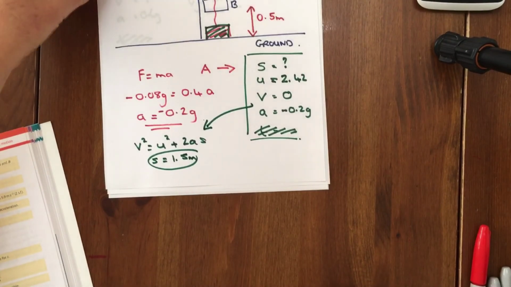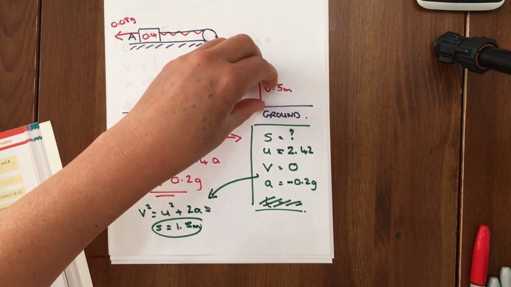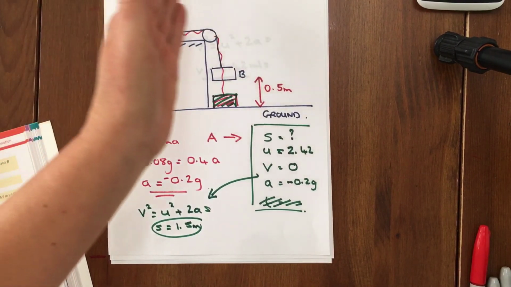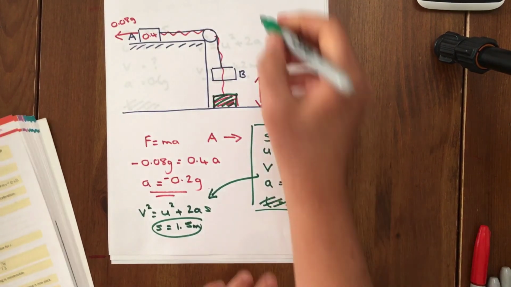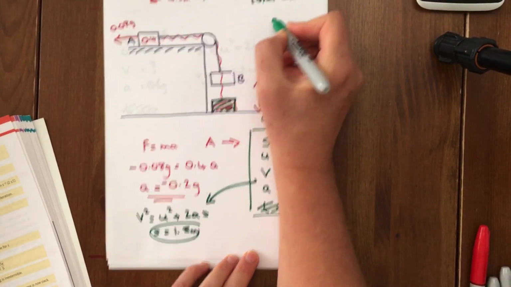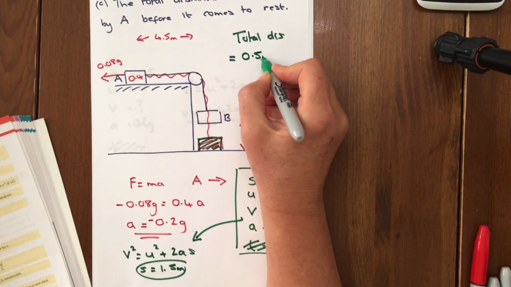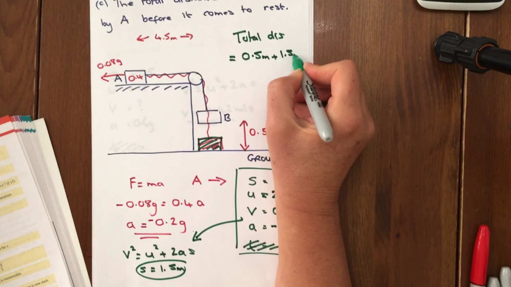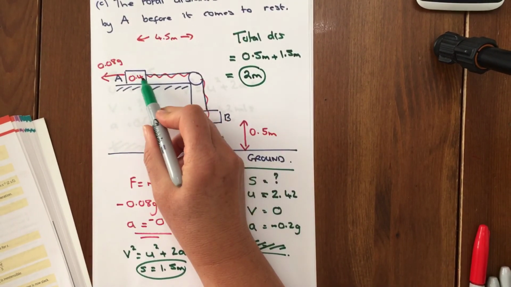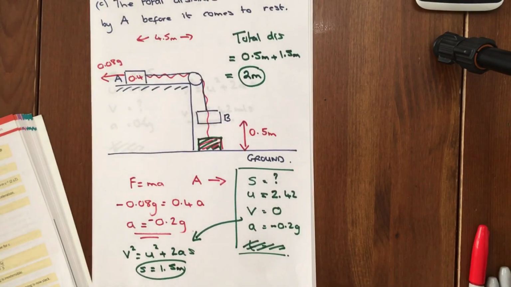So A has travelled 0.5 meters when B travelled 0.5 meters. The string becomes slack. It then travels another 1.5 meters. So the total distance that A has travelled will be 0.5 meters plus 1.5 meters, i.e. 2 meters. So that's lucky. It doesn't reach the pulley because the distance from A to the pulley is 4.5 meters.